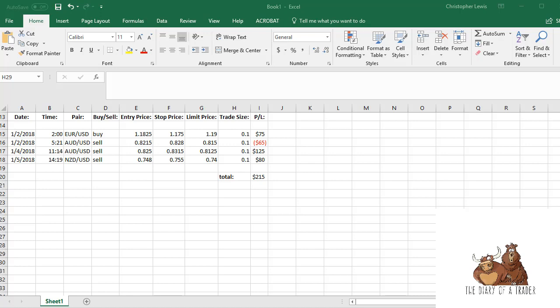Now, this can be a course in and of itself. So this is a bare bones demonstration here, but you can see that it's a good way to keep track of your trades. And here I just have a sample of the way you may do this. You might do the day, the time, the pair, buy or sell, entry price, stop price, limit price, trade size, and P&L. Now, this doesn't give you the complete rundown. That's what the Microsoft Word is for.